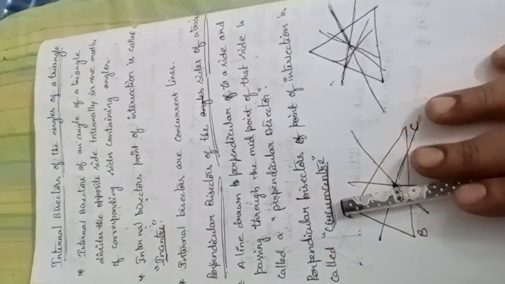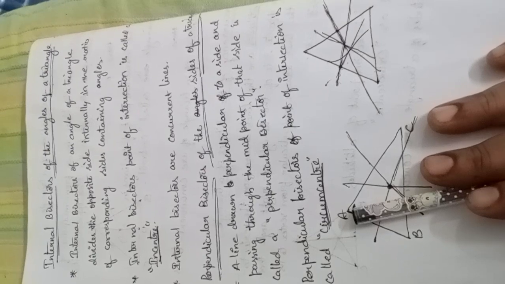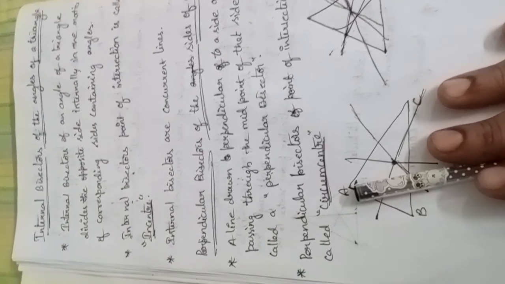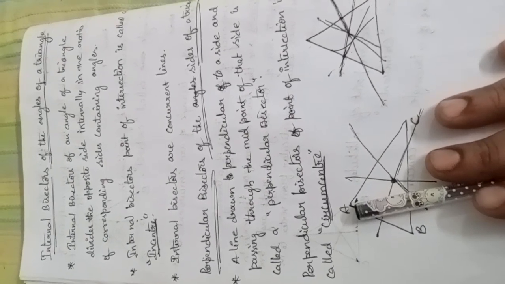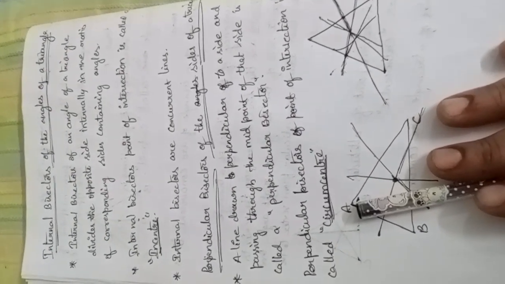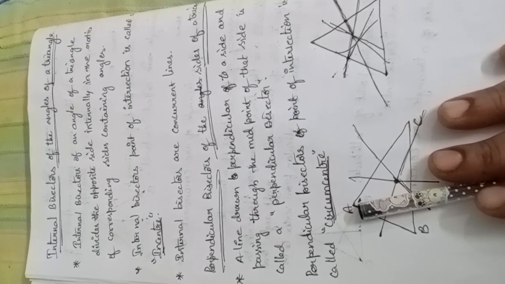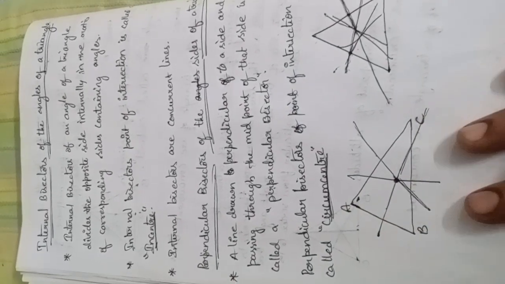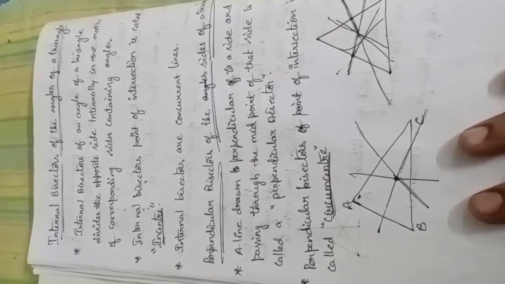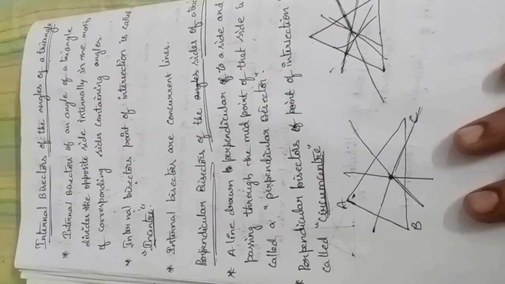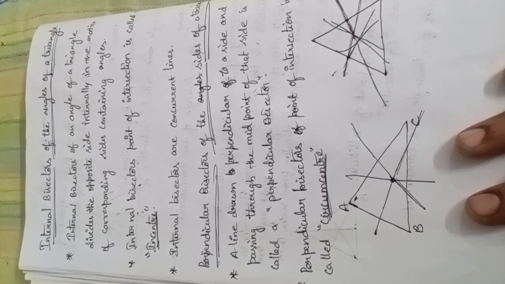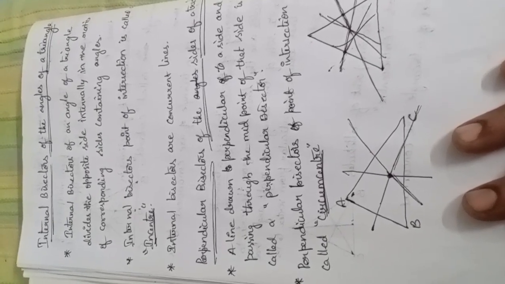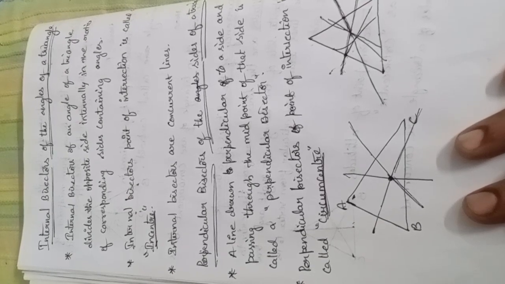Next, coming to perpendicular bisectors of the sides of a triangle. These are the lines drawn to the side perpendicularly. It's not from the vertices. The lines are drawn perpendicular to each side of the triangle. Those lines are called perpendicular bisectors.